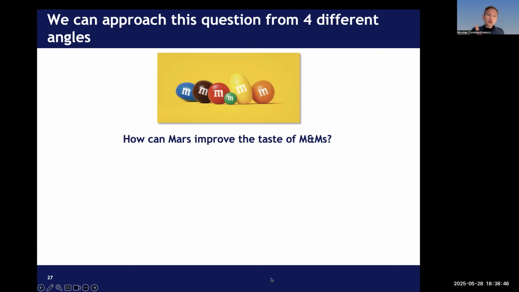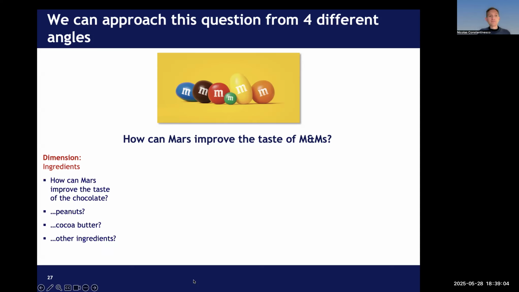So one way that we could think about this question of how to improve the taste of M&Ms is by using the dimension of ingredients. So in other words, what I'm doing is I'm taking my M&Ms, I'm breaking them down into ingredients, and I get something like this. How can Mars improve the taste of chocolate, of the peanuts, of the cocoa butter, of whatever else is in there? That's one way to look at this problem. This is called component thinking. Basically, because I've taken my M&M and I've broken it up into its components, which are ingredients.